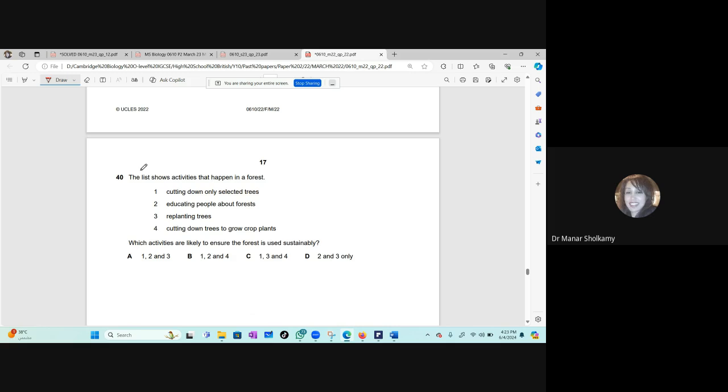40. The last question. The list shows activities that happen in a forest. Cutting down only selected trees, educating people about the forest, replanting trees, cutting down trees to grow crop plants. Which activities are likely to ensure that the forest is used sustainably? 1, 2, and 3. Yes, very good. So the answer is A.